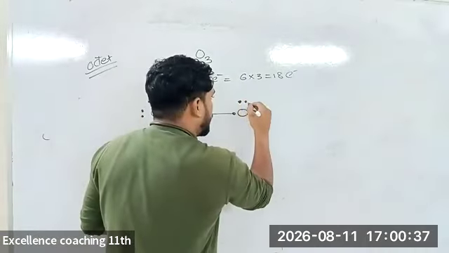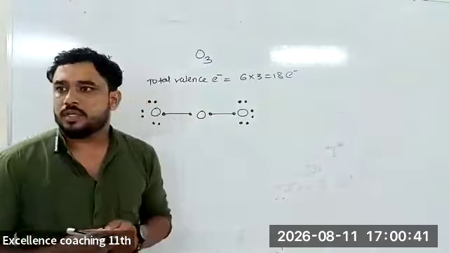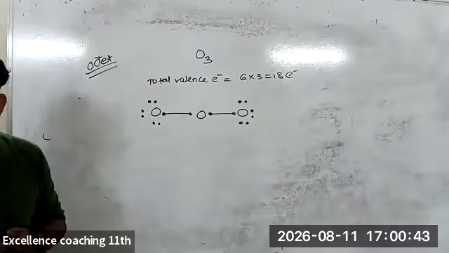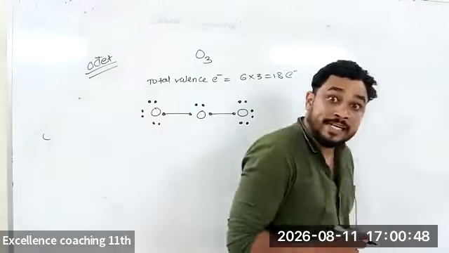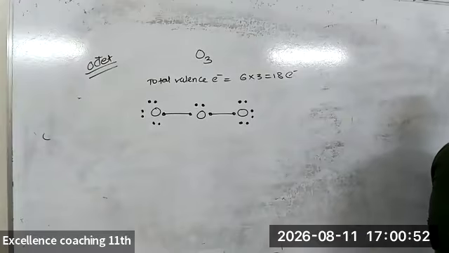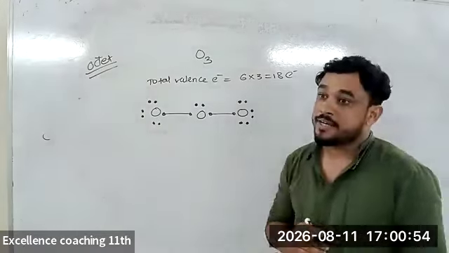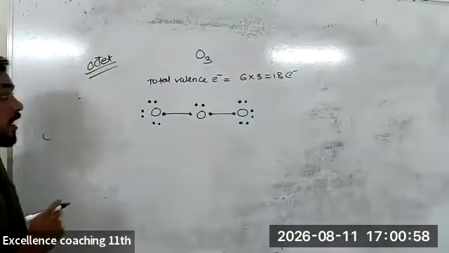How many do I want here? 1, 2, 3, 4, 5, 6. Any more required? No. So how many more remaining? 2. Those 2 will go where? On the center atom. Once the corner atoms are satisfied, it will go on the center atom. Now, after this, you have to check whether the central atom's octet is complete, yes or no. Let's count.